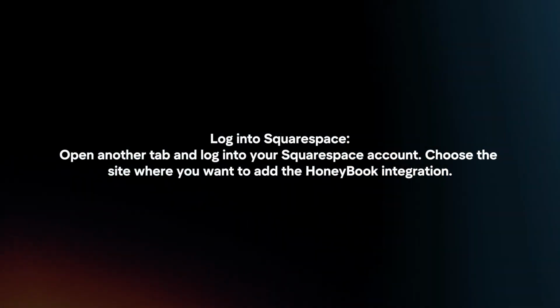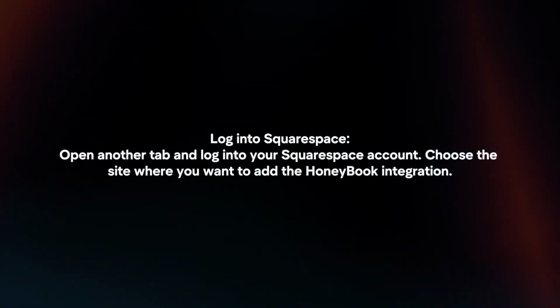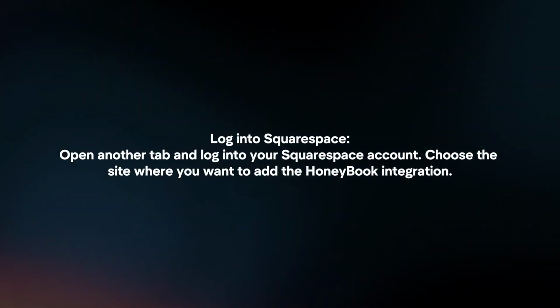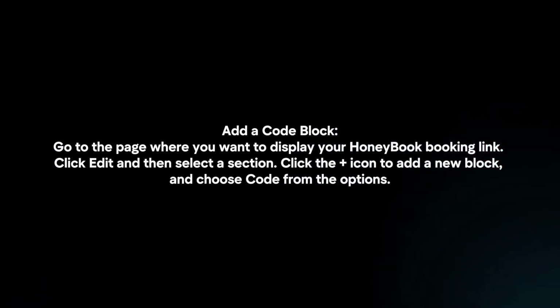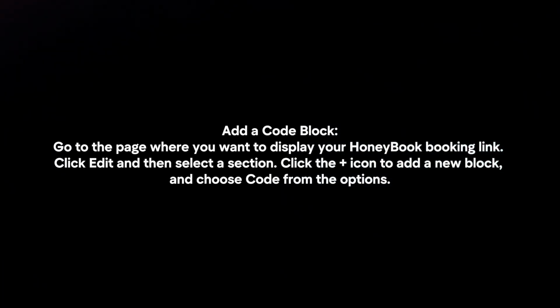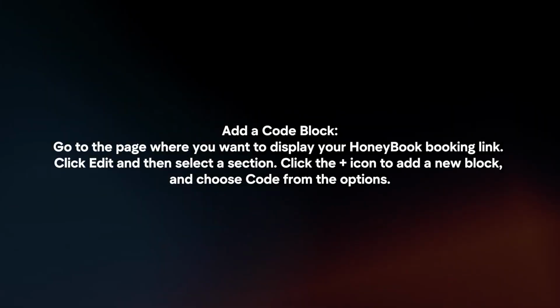Log into Squarespace. Open another tab and log into your Squarespace account. Choose the site where you want to add the HoneyBook integration. Add the code block. Go to the page where you want to display your HoneyBook booking link. Click Edit and then select a section. Click the plus icon to add a new block and choose Code from the options.